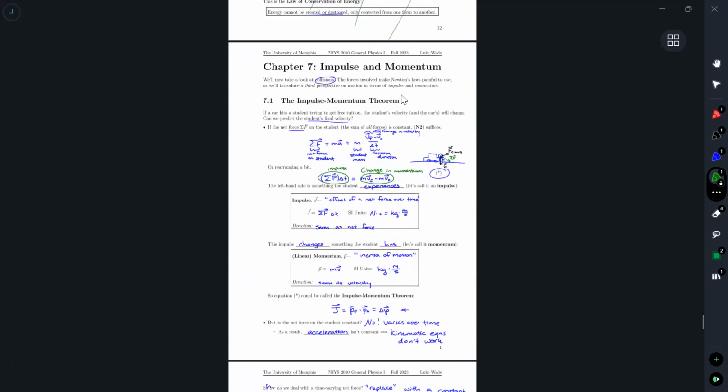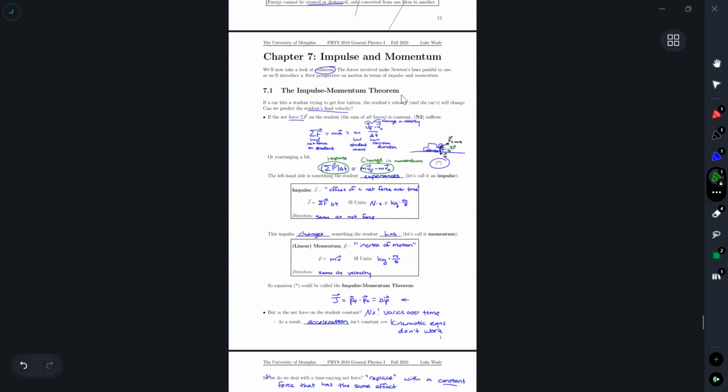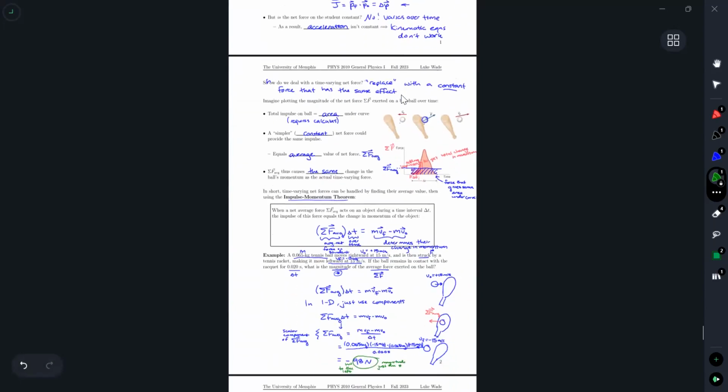Impulse momentum. The most important first step is the impulse momentum theorem. In this form right here, it relates average force. It's the only equation we've ever seen that has average force in it. So if something asks you about the average force, this is the only option you have. That's a good thing. Remember that.